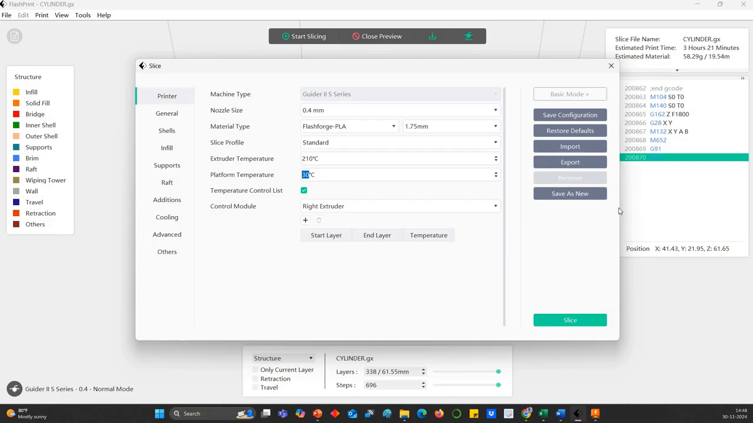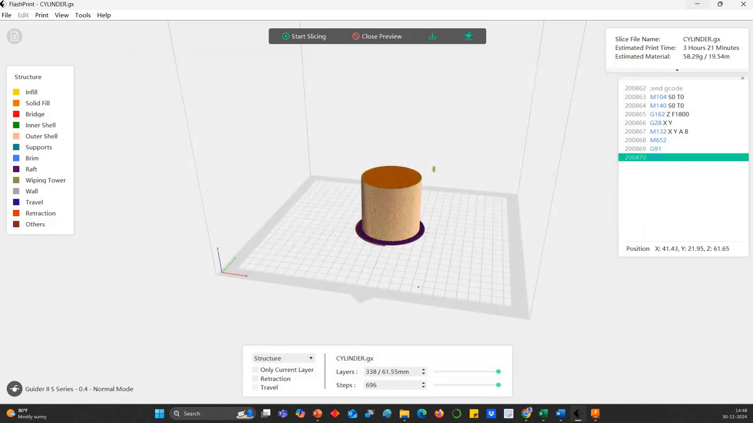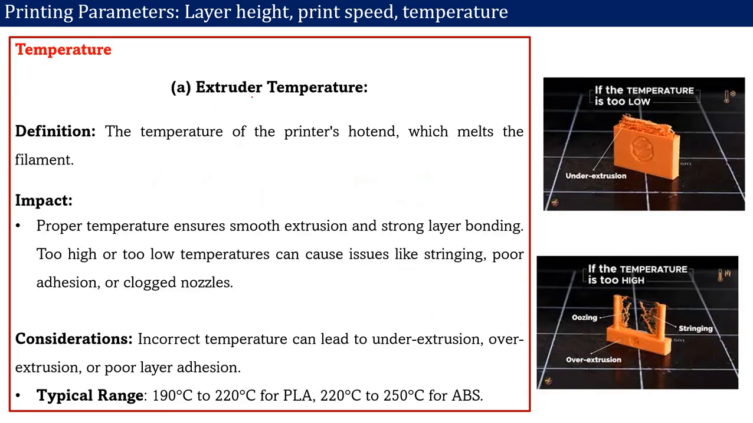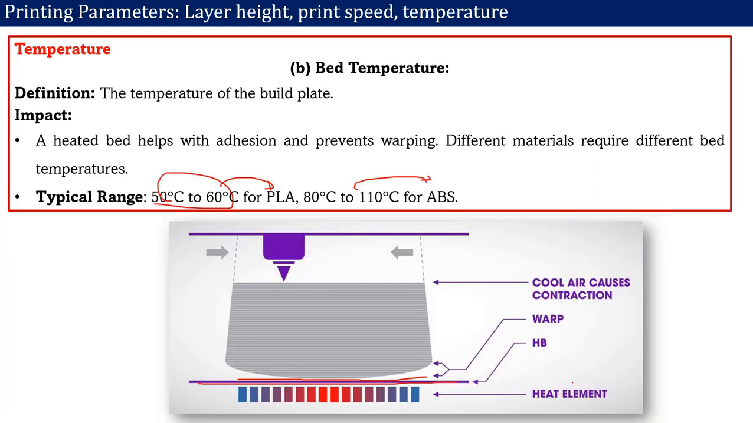Now for what purpose is this temperature set? This temperature is set to easily remove the printed part after the printing. For that purpose, the heater is there below this plate, and the temperature is set for this. So in case of 3D printing, we have to set two temperatures: one is the extruder temperature, and another is the bed temperature. These temperatures are also mentioned on the spool, that is the filament that we are taking. So on this spool, these two temperatures are mentioned.